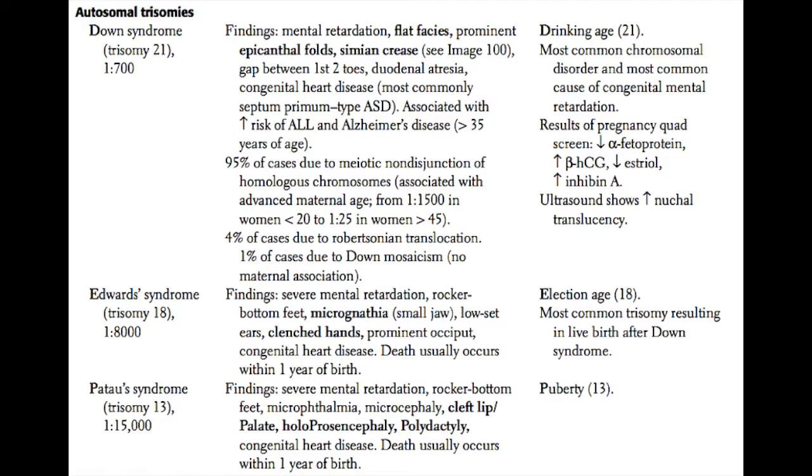We're going to quickly go through the major trisomies. What do you need to know? You need to know these three, and they go in order of most common to least common. That's Down syndrome, which is trisomy 21, Edwards syndrome, which is trisomy 18, and Patau syndrome, which is trisomy 13.